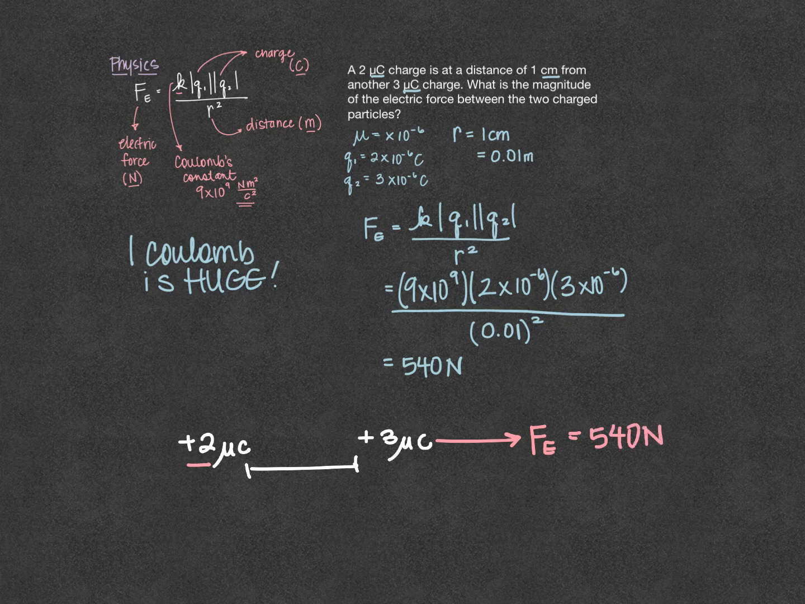And then the 3 microcoulomb charge would push the 2 microcoulomb charge away with an equal force of Fe is 540 newtons. Now remember, Newton's third law tells us that for every force, there is an equal and opposite directed force between two bodies, and we have these two bodies applying an equal but opposite force on each other.